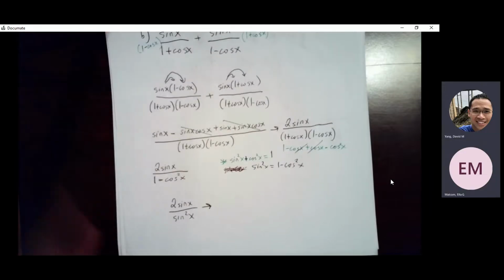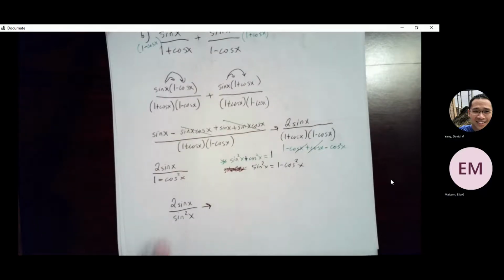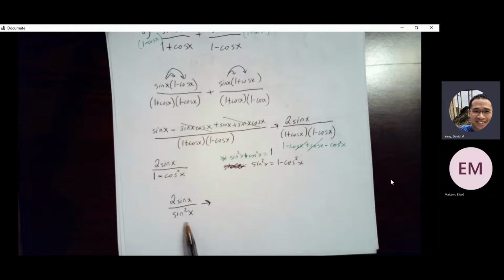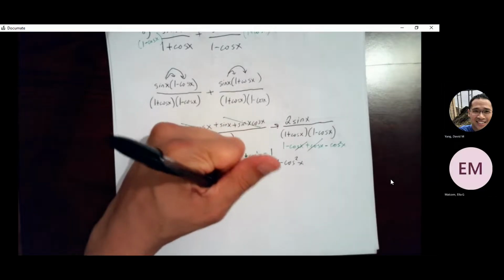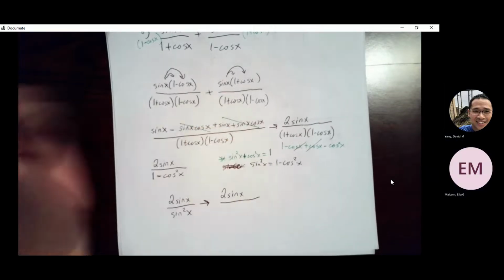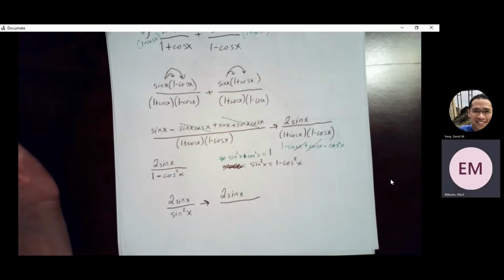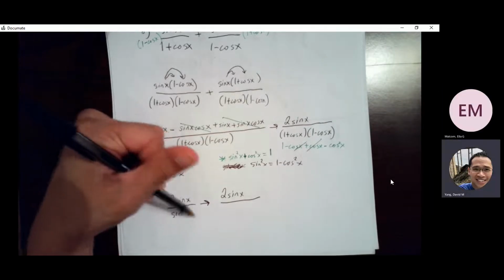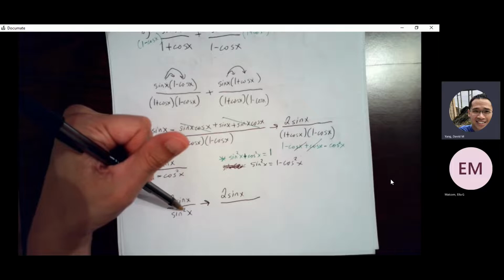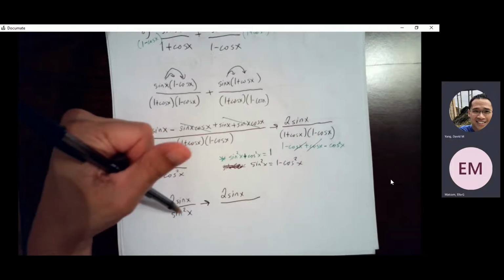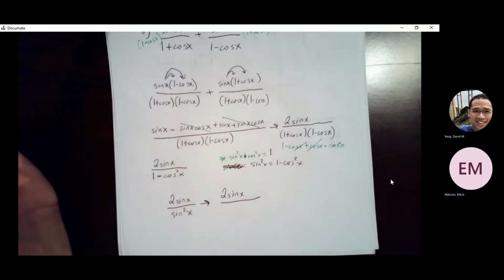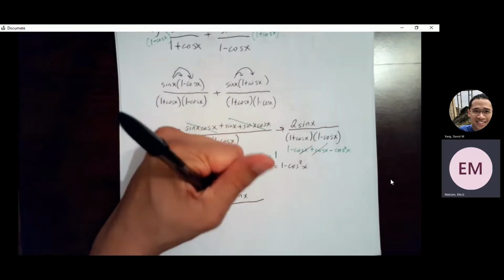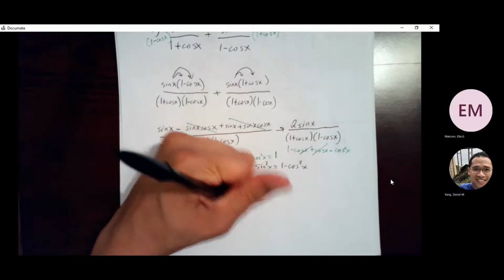Would this be simplified anymore, or? Yeah, we can go further, because what's sine squared x? The same thing as... I don't know. What sine squared x means is that we're squaring the sine function. There's 2 of them. Oh, so it's just sine x times sine x. Yeah.